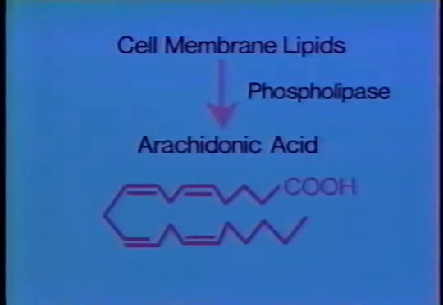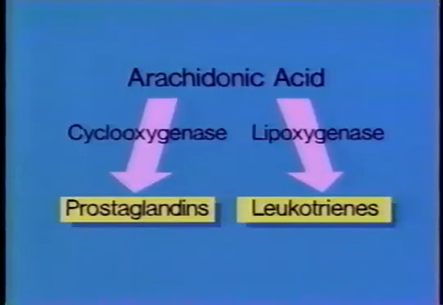The first step in formation of these substances is the release of arachidonic acid from membrane lipids by phospholipase. Phospholipase is present in the lysosomes of polymorphonuclear neutrophils, and these cells are, of course, present in large numbers in inflammatory exudates. The arachidonic acid is oxidized in two pathways. The cyclooxygenase pathway leads to production of prostaglandins. The lipoxygenase pathway leads to production of leukotrienes.